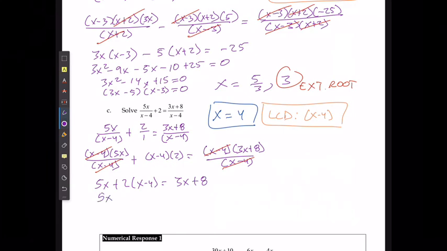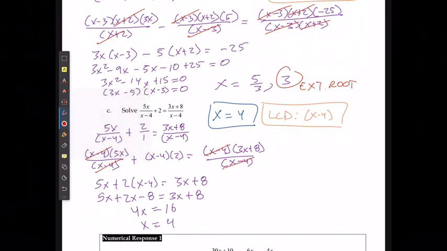Or 5x plus 2x minus 8 is equal to 3x plus 8. I'm going to move the x's over and state that I have 4x. I'm going to add 8 to both sides and say that it's equal to 16 and x is equal to 4. And the problem with this is 4 is my extraneous root. And because that's the only solution I got, I can also state there is no solution.